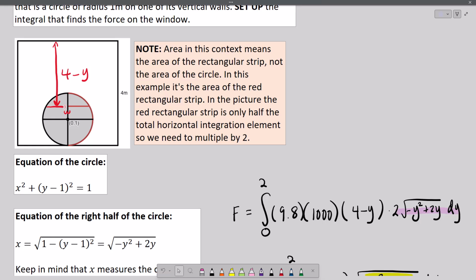And wait, is it draining out of that circle? No draining. Okay. It's 2 dimensions, not 3 dimensions, so we're just finding the force on the wall, force on the window. Okay. So this is a window down in the pool.